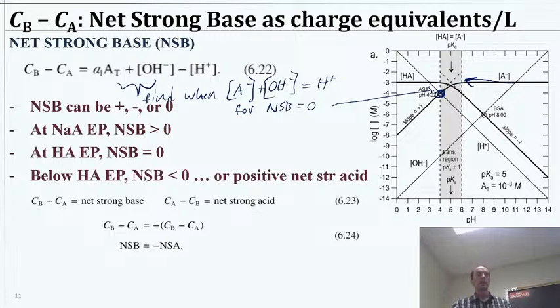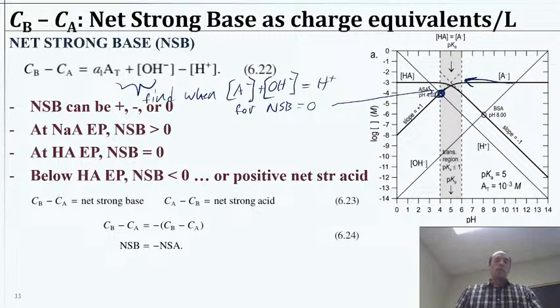So that's why I write here at the HA equivalence point, the net strong base is 0. Now, anytime we are at any pH greater than that, we are at a more basic condition, therefore our net strong base is positive. Anytime we are below that, we are more acidic than the HA equivalence point, so our net strong base is negative, meaning we have net strong acid, essentially.